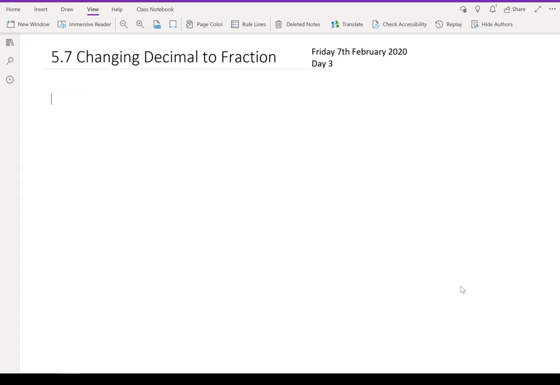Yesterday, we learned about converting mixed numbers into improper fractions and improper fractions back into mixed numbers. Today, we're going to learn about converting decimals into fractions.